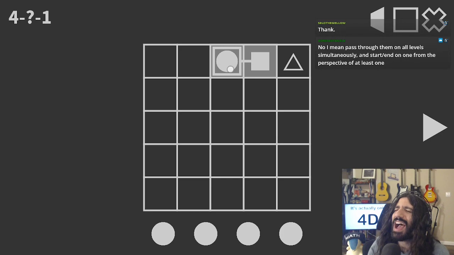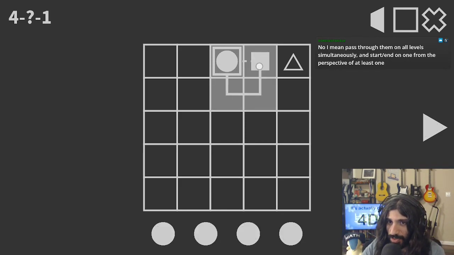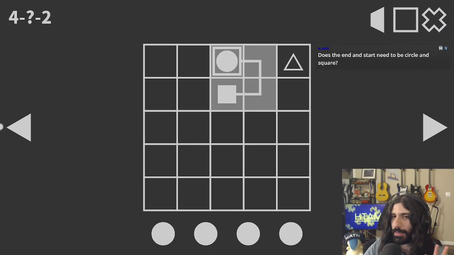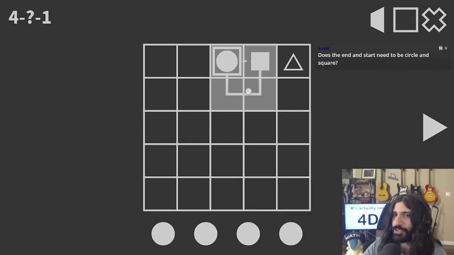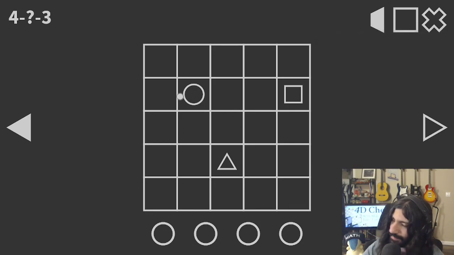Oh, they can have the same path, but the order in which you do the path doesn't have to be the same. So if I do start to end like this, I can do start to end like this. Which maybe was what David was saying earlier, I'm not sure. But yeah, start and end needs to be circle and square, but you just need to take up the same squares. It doesn't have to be exactly the same path. I get it now.